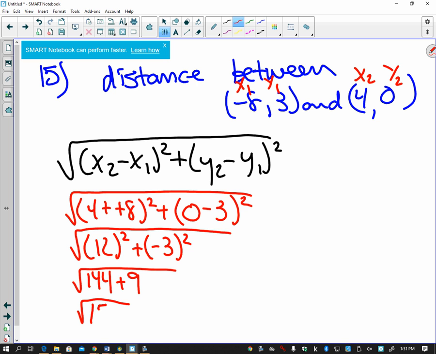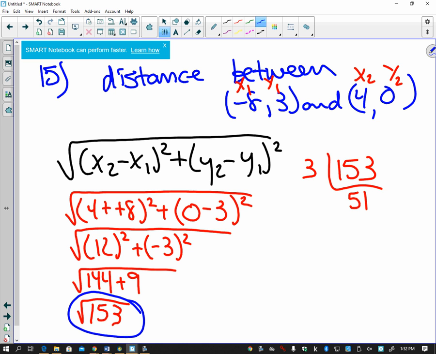Yeah, 153. Now, here's the thing: if you get an answer like that, we need to simplify it. Do we know how to simplify a radical? Can I take 153 and divide it by anything? Can I divide it by 3? All right, so we can divide it by 3 and get 51. In this case, it's probably prime, because I don't think 51 divides by anything. So in this particular question, that's as simplified as it gets.